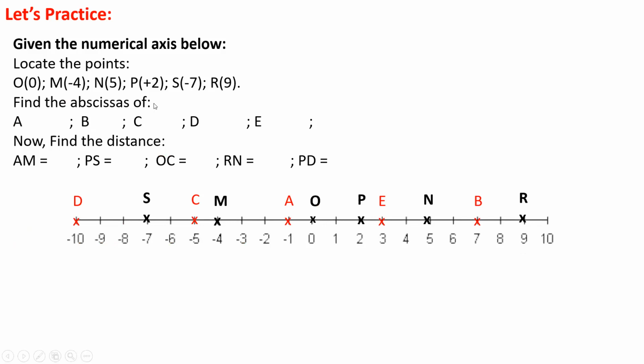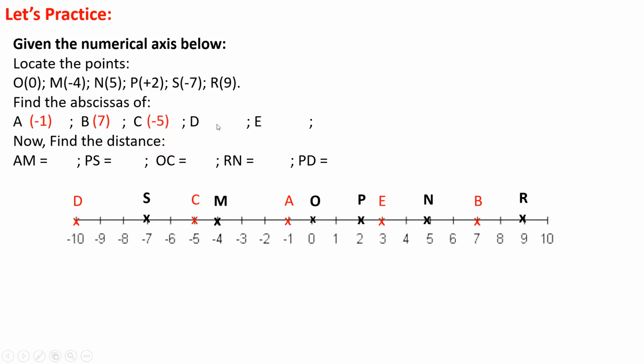Now we should find the abscissas of these points. Where is A located? If I look, A is located on the negative side. It's located on the -1. So how do we write it? We write -1 between parentheses. B is located here on the +7, so the abscissa of B is 7. C is located on the -5, so the abscissa of C is -5.